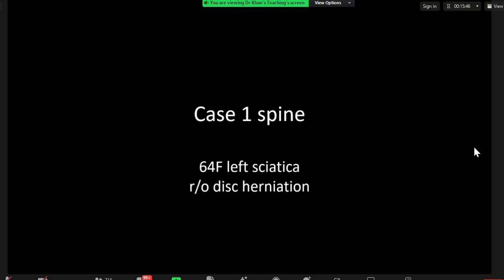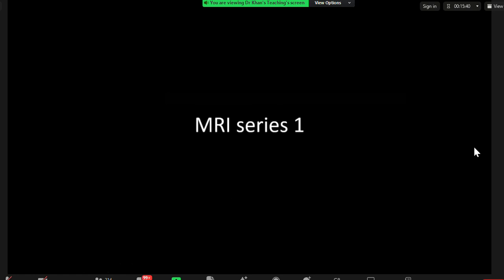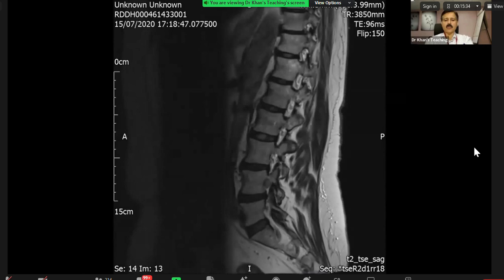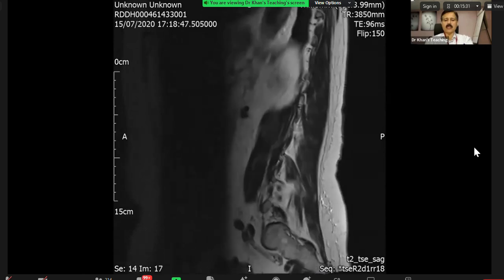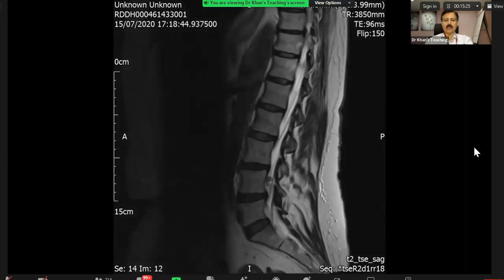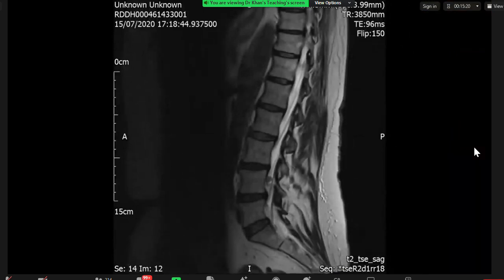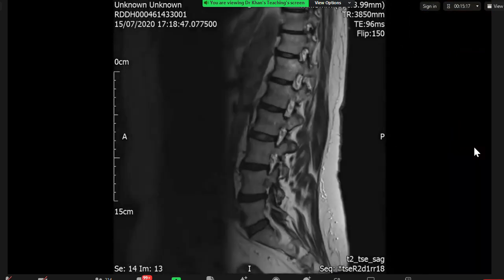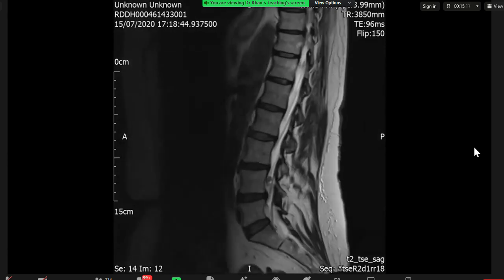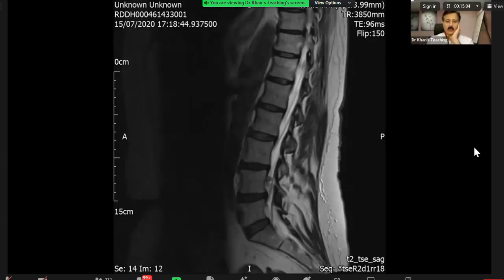So this is a 64-year-old female, left sciatica, rule out disc herniation. The same formula which I told you in the last case: look at the neural foramen, and parasagittal, look at the neural foramen. Yes, please. So this is a T2 weighted sequence, and as previously noted, there is a lesion posterior to the L4 vertebral body. Does it go into the neural foramen? Here, just stop there. Next, yeah.